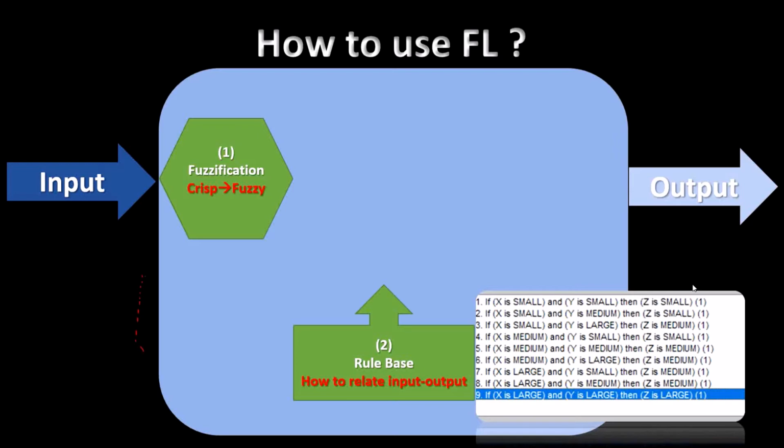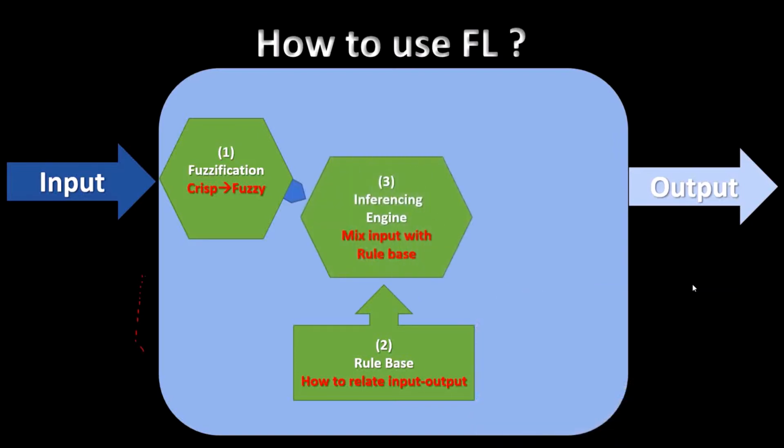So the first part is the fuzzification, transforming from the crisp to the fuzzy representation. The second part is the rule base, in which you relate input and output under the fuzzy configuration. And then the third part is the inferencing engine. If you see the block of the inferencing engine, it will receive input from two modules: the first one is the fuzzification, the second one is the rule base. The inferencing engine is where it will mix up all the input from the fuzzification and the rule base, and then decide how many rules in the rule base will be fired.